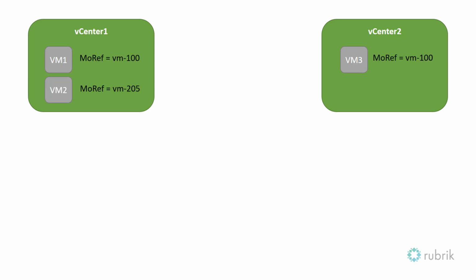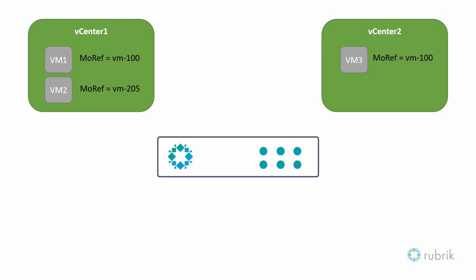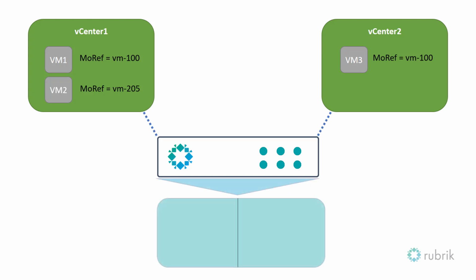vCenter will assign each VM what is called a MOREF ID, or a Managed Reference Object ID, as it is registered within that instance. MOREFs are unique within their own vCenter server instance, however, they can be duplicated across different vCenters. We can see here that VM1 and VM3 actually have the same MOREF, however, they're in different vCenter server instances. Now let's see what happens when we throw Rubric into the mix.